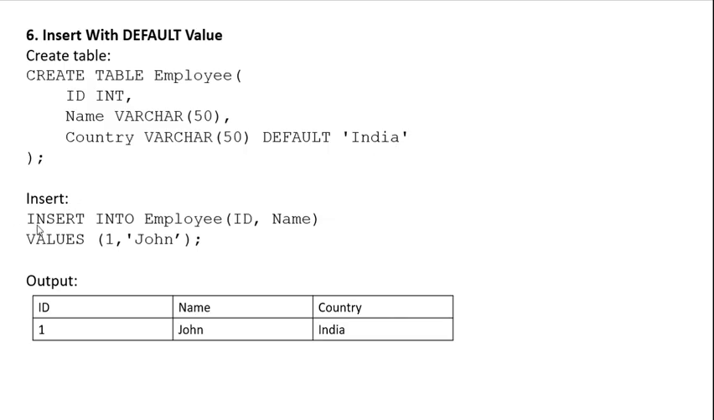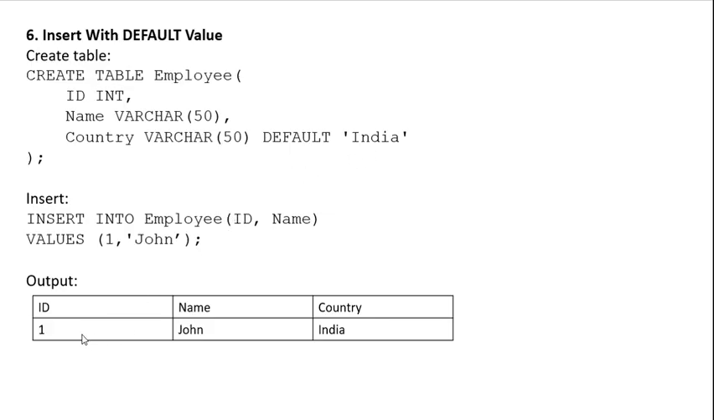And the insert query: insert into the table employee, with the columns id and name, and the values id is 1 and name is John. This employee table has 3 columns, but the country's data is not given, so the default has to be selected as India.